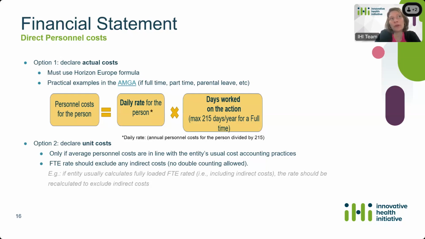In case you want to declare unit costs, you need to make sure that the average personnel cost is in line with your usual cost accounting practices. You also need to make sure that the FTE rate does not include any indirect costs, for the same reason I explained before: since the indirect costs are calculated automatically, there must be no indirect costs in the other cost categories. So in case the entity usually calculates fully loaded FTE rates, including indirect costs, it will be important to recalculate that rate to make sure the indirect costs are excluded.